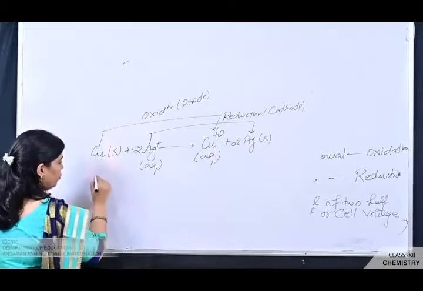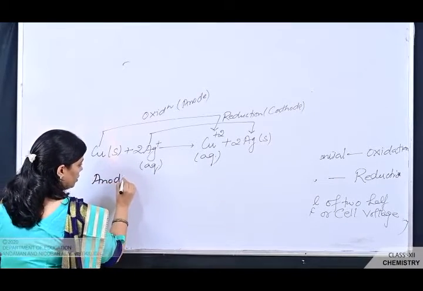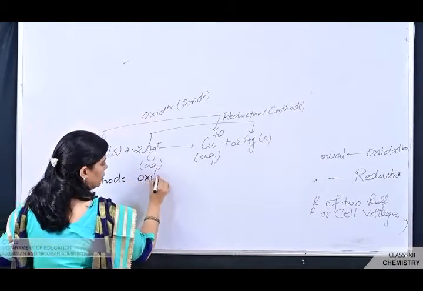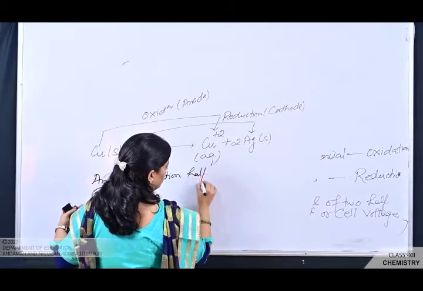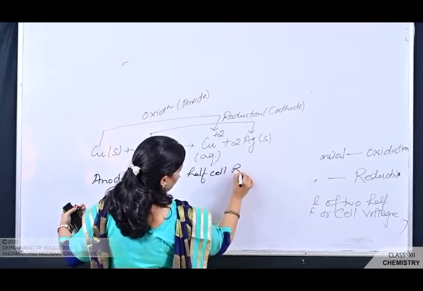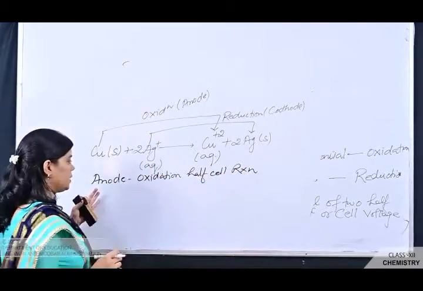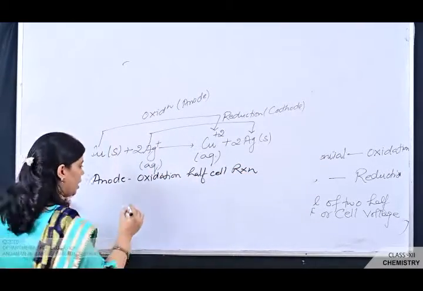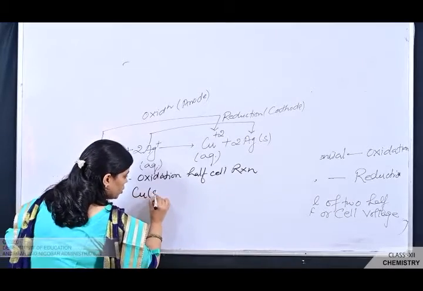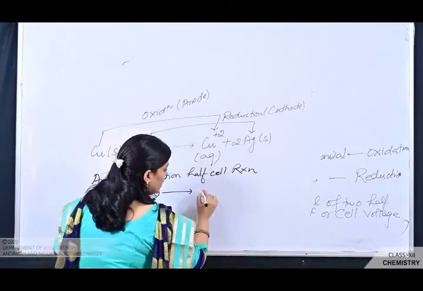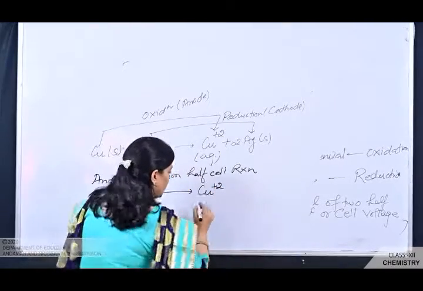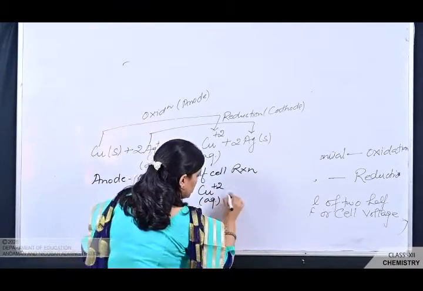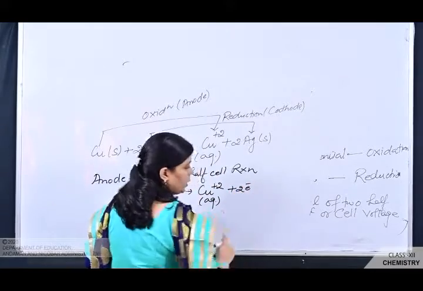So the anode oxidation half cell reaction can be written as follows. What reaction takes place at the anode, the oxidation half cell? The solid copper, after losing its 2 electrons, is converted into copper plus 2 ion and passes into the aqueous solution by losing the 2 electrons.